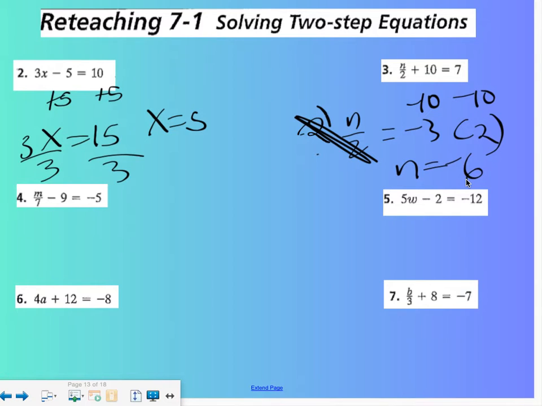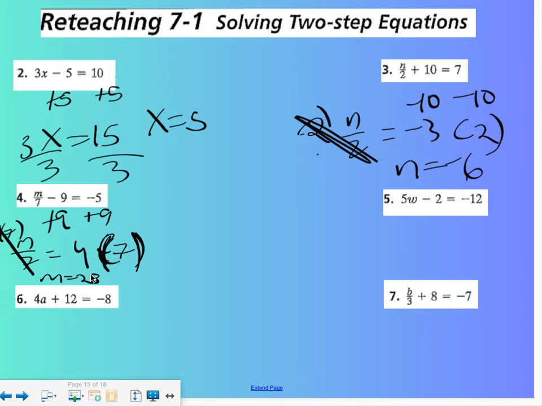All right, for number 4, add 9 to both sides. So m over 7 equals -5 plus 9, or positive 4. Now what do we do? Multiply both sides by 7. It's supposed to be a parenthesis, not a negative sign. All right, so then this goes to m, and we get m equals 4 times 7, or 28.